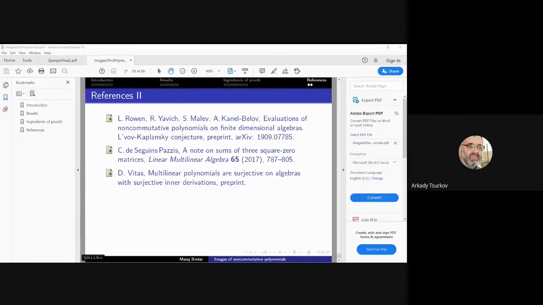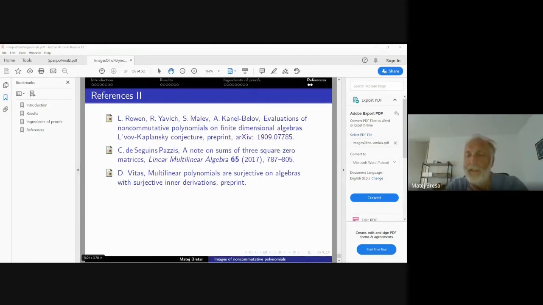Lecture. I see that you consider only associative polynomials. There are some studies in the area of non-associative polynomials. Yes, you mean like Lie and Jordan, or some more general non-associative?